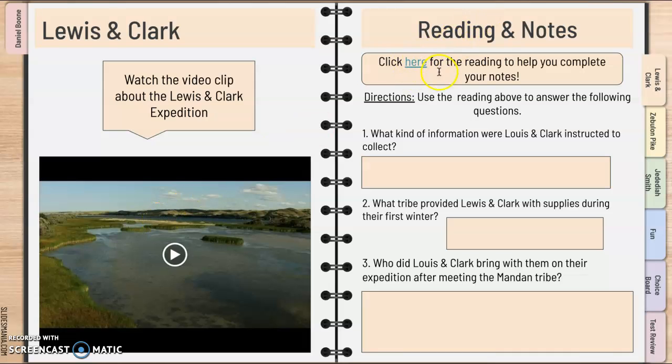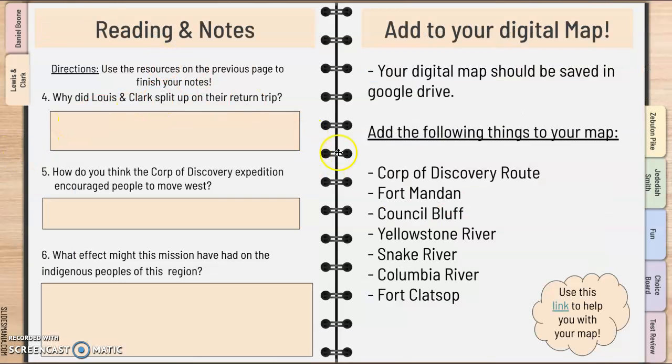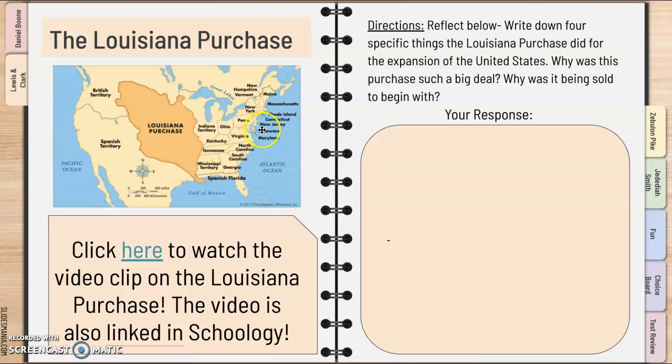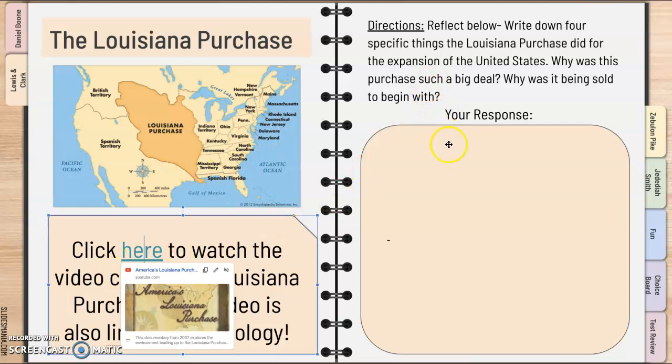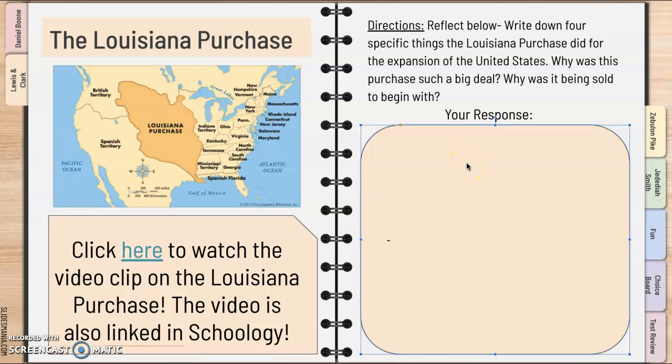You'll watch the video clip. You will use this site to do your notes, 2 pages of notes, and then some things to add to that map. So that's how the progression of the week is going to go. On Wednesday, we're doing slide 8, which is the Louisiana Purchase, and then I have the video linked here, and then you're just reflecting. So that's just a video clip and a reflection for Wednesday.